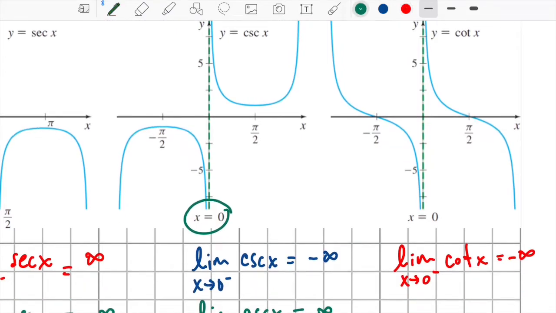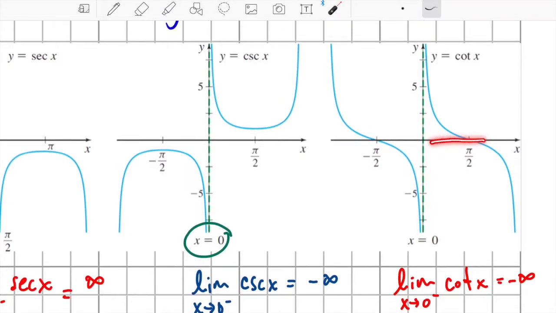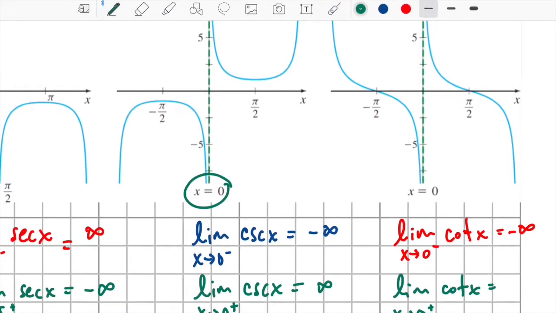And if we do the other side, so limit as x approaches 0 from the right of cotangent of x. So as I approach 0 from the right, what is the graph doing? The graph is heading towards positive infinity. So as we approach 0 from the right, the graph is going towards positive infinity. So the limit does not exist.